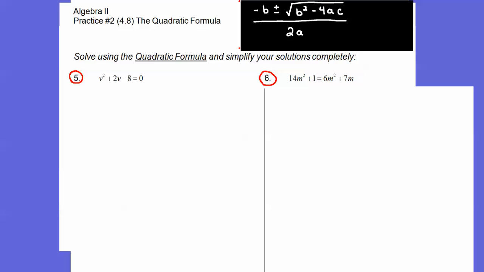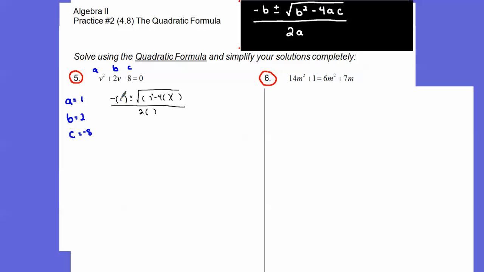We need to identify the A, the B, and the C. A will be the lead coefficient. The B is going to be the coefficient on just the variable V, and C will be the constant. So our A is going to be equal to 1, B is going to be equal to 2, C is going to be equal to -8. I'm going to write all of that in the quadratic formula.